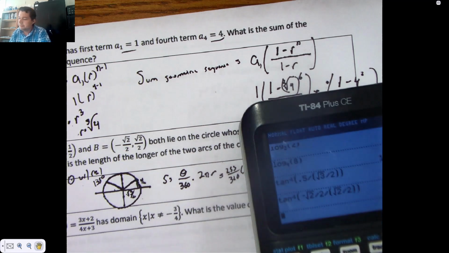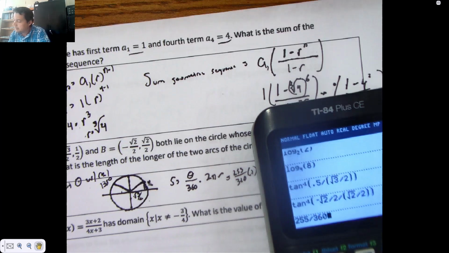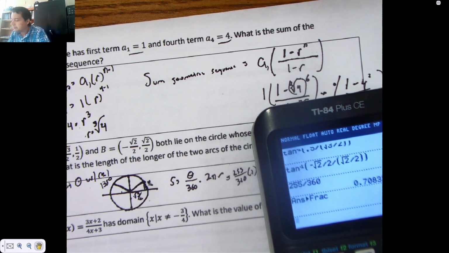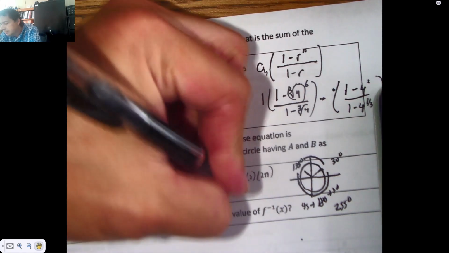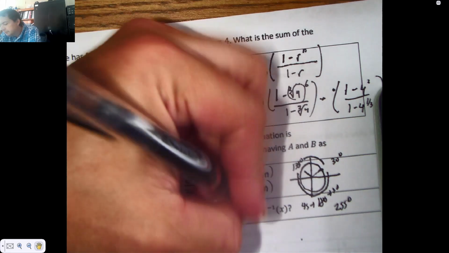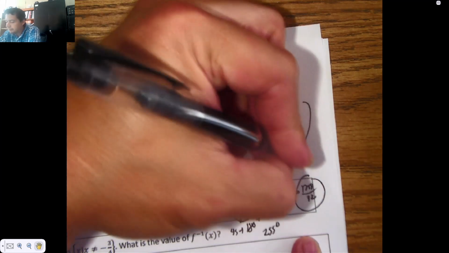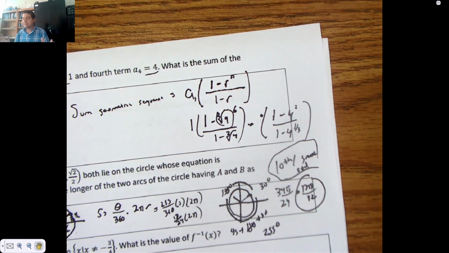So all we're going to do is take 255, divide it by 360, convert it to a fraction, 17/24 times 2. I guess I need to write it. 2 times 17 is 34, 34 pi over 24, reduces again, 17 pi over 12. Believe it or not, this is a 10th grade standard. It's not an 11th grade standard, it's a 10th grade standard.